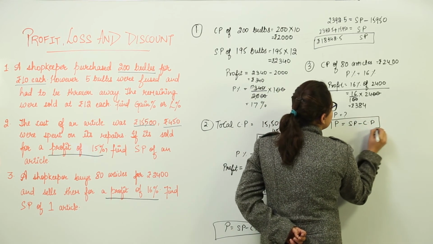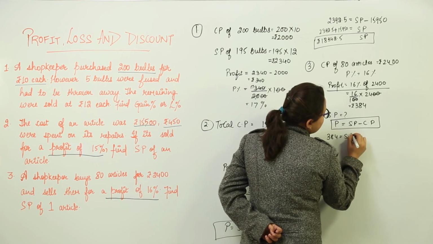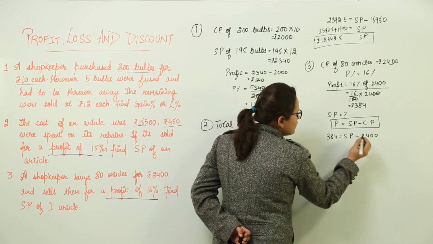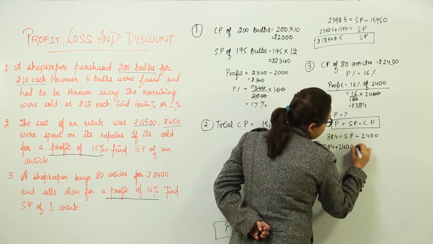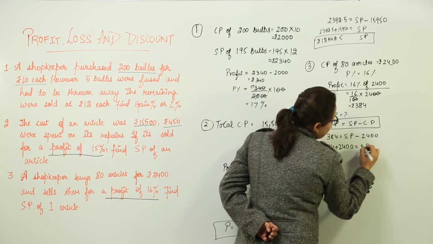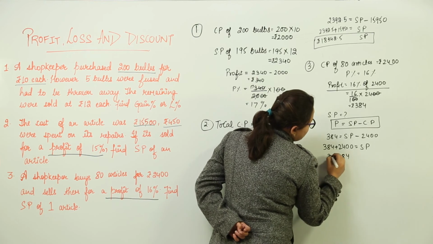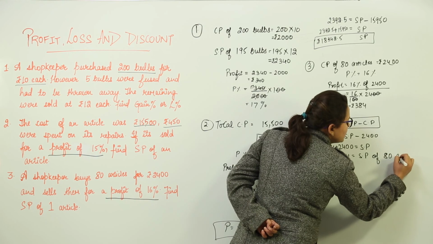We will be using this formula again because profit is 384. Selling price is what we have to find out and cost price is provided to us as minus 2400. Now we will solve this and get 384 plus 2400 equal to SP. So SP comes out to be 2784. Now this is the selling price of 80 articles, right?